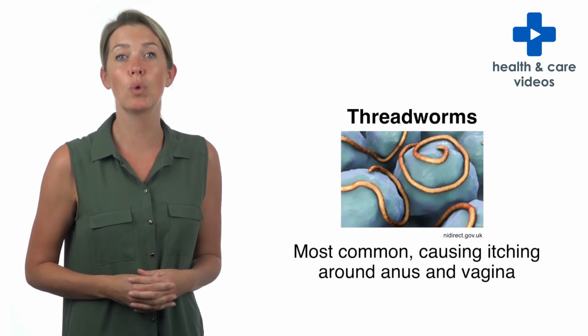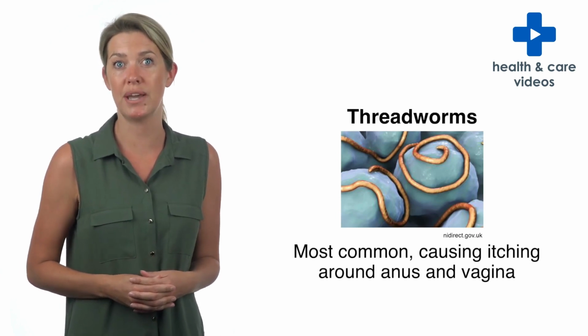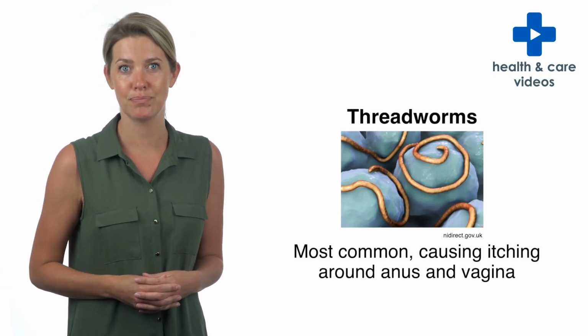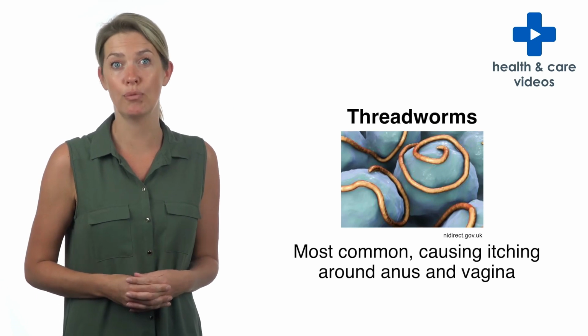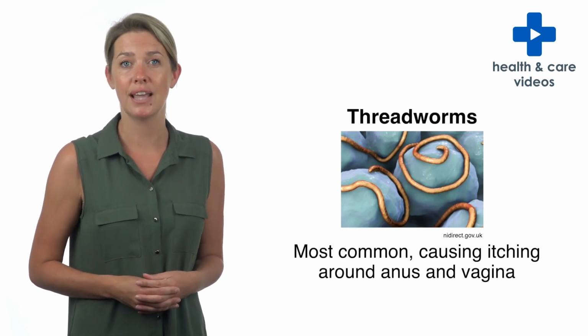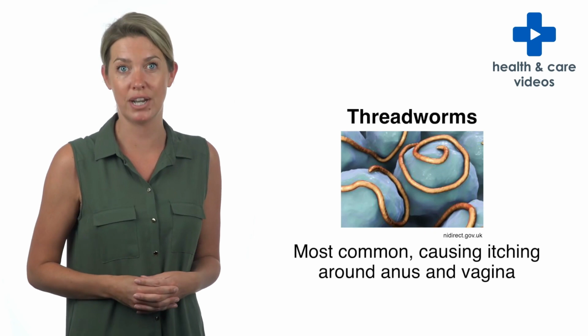Infection is spread by swallowing their eggs, which live on toys, bedding, food, and household surfaces. Symptoms. Threadworms infect the large bowel and are the most common type of worm infection in the UK. They cause itching around the anus and vagina.